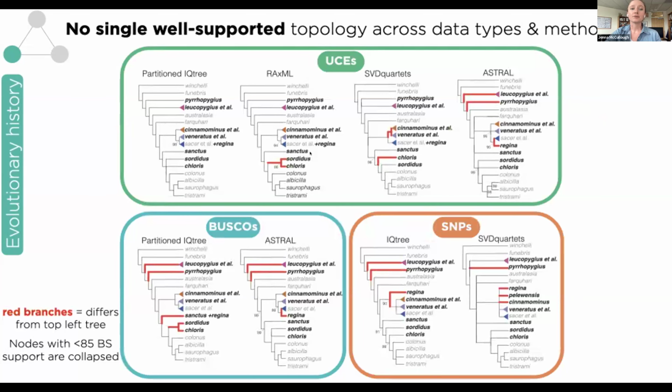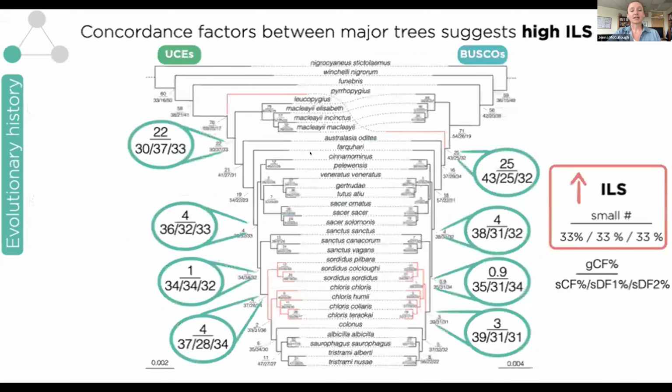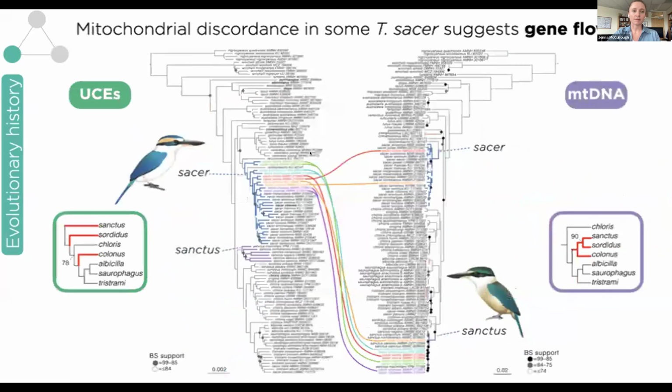We found a high degree of congruence between datasets and tree building methods across most of the species with strong support, but some taxa, which are bolded here, either showed different relationships or lacked support. When comparing site and gene concordance factors across the 2 major topologies, we found that many of these very short internodes were approaching values consistent with high incomplete lineage sorting.